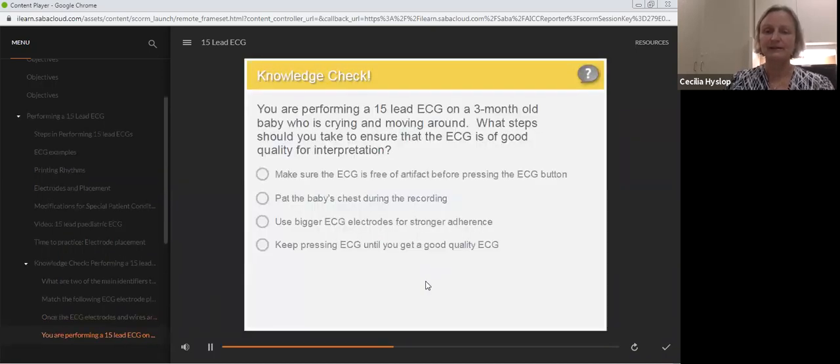You're performing a 15-lead ECG on a 3-month-old baby who's crying and moving around. What steps should you take to ensure that the ECG is of good quality for interpretation? Make sure the ECG is free of artifact before pressing the ECG button. Pat the baby's chest during the recording. Use bigger ECG electrodes for stronger adherence. Keep pressing ECG until you get a good quality ECG. So basically, we want to wait for a good quality ECG before pressing it.